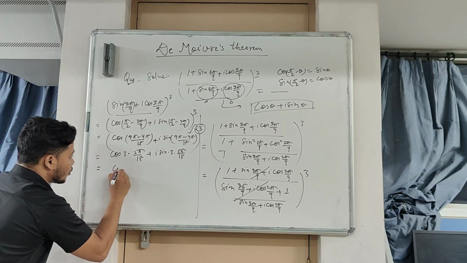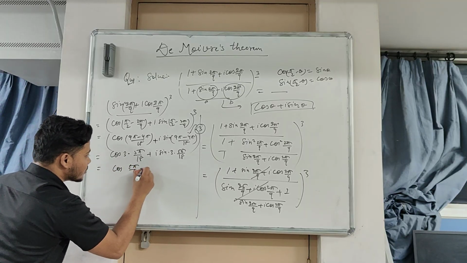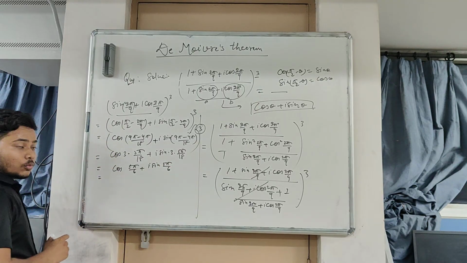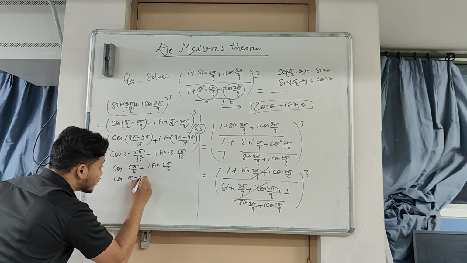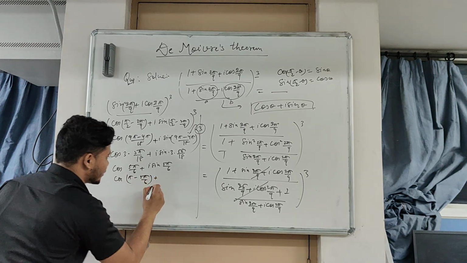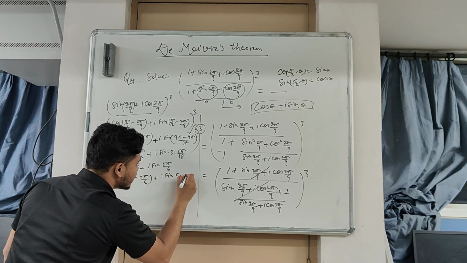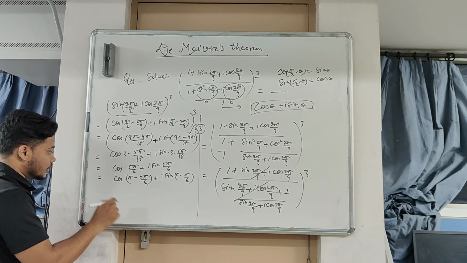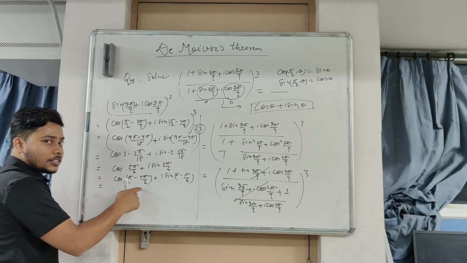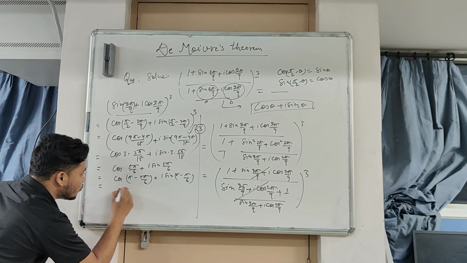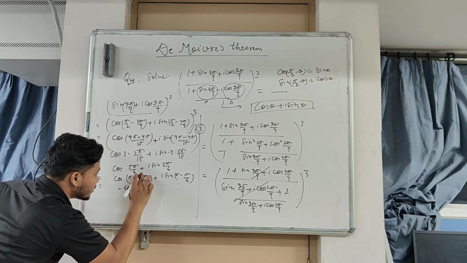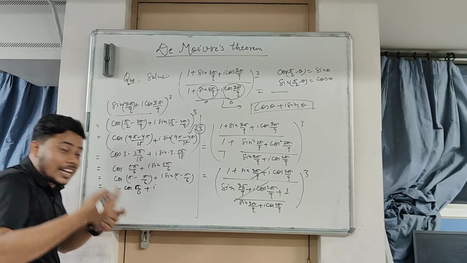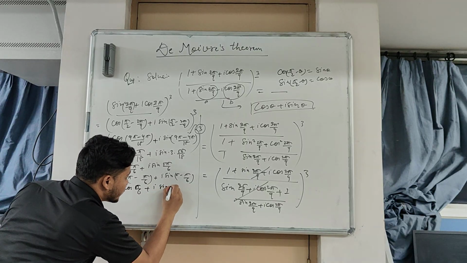This is equal to cos 5 pi by 6 plus iota sin 5 pi by 6. This is equal to cos (pi minus pi by 6) plus iota sin (pi minus pi by 6). See, pi minus pi by 6 gives 5 pi by 6, so we can write it. Now we know cos (pi minus theta) is minus cos theta. So this is equal to minus cos pi by 6 plus iota. Sin (pi minus theta) is sin theta. So this is sin pi by 6.